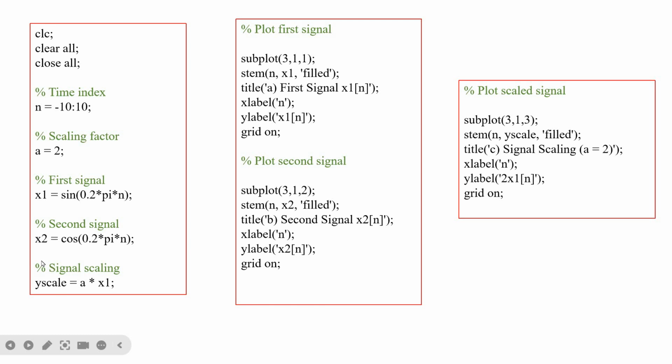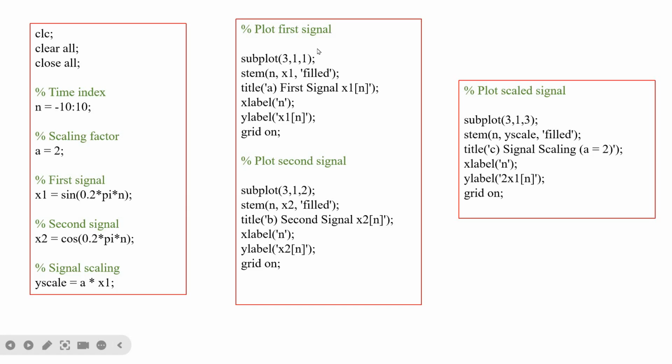For scaling, we are using a variable yscale. You can choose any variable. I am choosing yscale is equal to a into x1. So it will multiply every sample of x1 of n by the scaling factor a. So here the output signal will have twice the amplitude, because we are taking a is equal to 2. The frequency, phase and the shape of the waveform will remain the same.